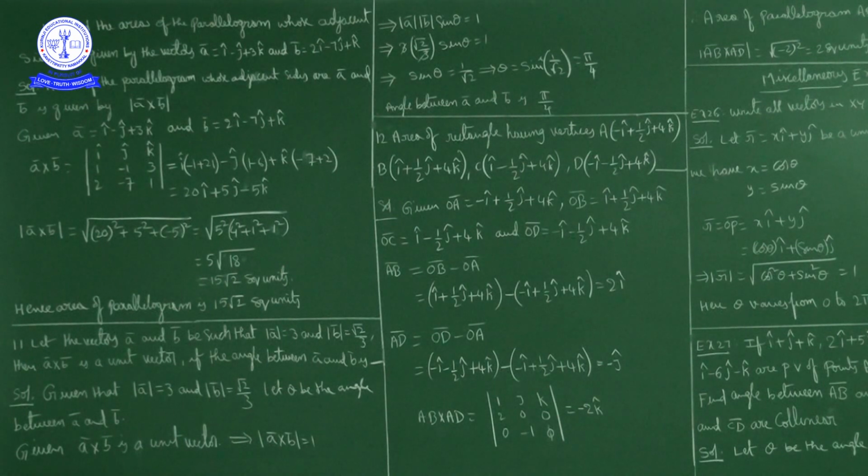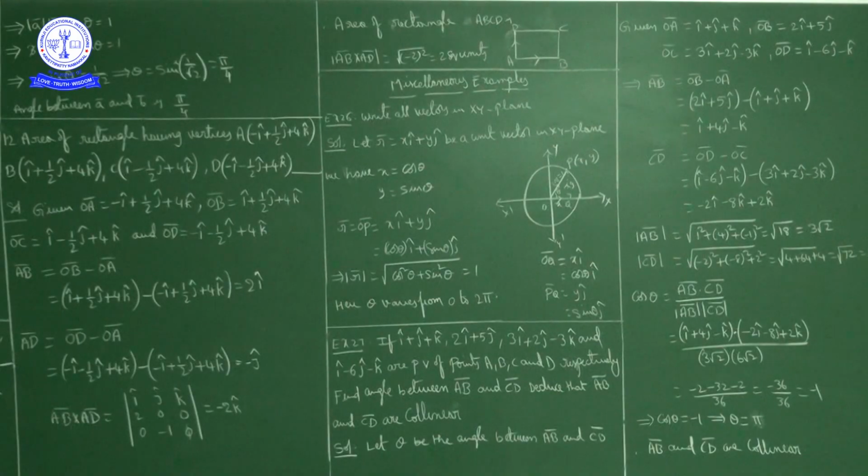Now area of parallelogram or area of rectangle. The area of rectangle ABCD is what now? Magnitude of AB bar cross AD bar, that is square root of minus 2 square, nothing but square root of 4, that is 2 square units. So area of rectangle is 2 square units.